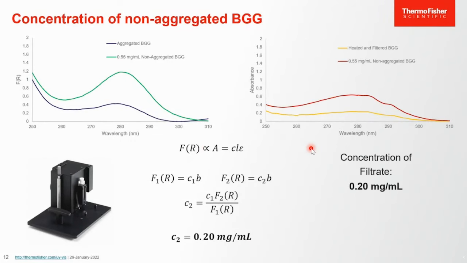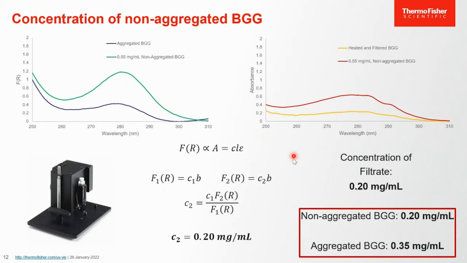So I then took my heated sample that contains the aggregates and filtered it using a syringe filter to obtain a filtrate which would contain no aggregates. And in this case, I was able to take an absorption spectrum of that resulting filtrate and obtained a concentration using Beer's law and the absorption collected of 0.2 milligrams per milliliter, confirming that this method did work for the material I was studying. So we were able to determine for this sample that there was 0.2 milligrams per milliliter of non-aggregated bovine gamma globulin, which implies that 0.35 milligrams per milliliter of protein contributed to the aggregates present in the sample.